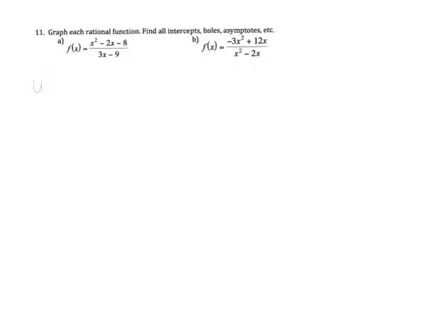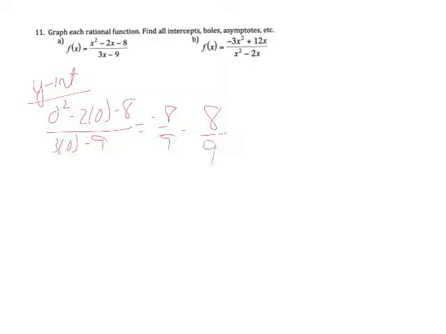Remember, for the y-intercept, all you're going to do is plug a 0 in for the x. So 0 squared minus 2 times 0 minus 8 over 3 times 0 minus 9. You get a negative 8 over a negative 9, which is a positive 8/9.